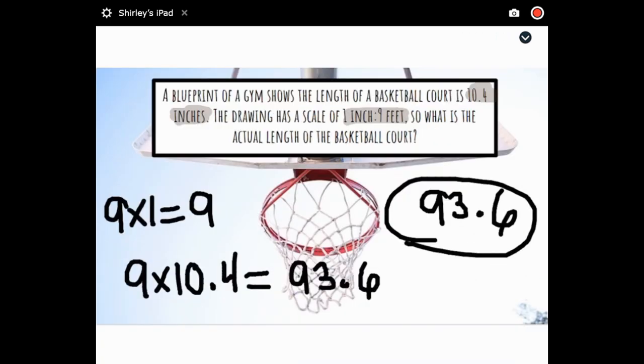Okay. So 9 times 10.4, because our scale factor is 9, you can all see that. Again, just be careful in your mental math. That seems to be the only thing some of you are messing up in these. You have the process for the scale factor. You're understanding when to multiply or divide.